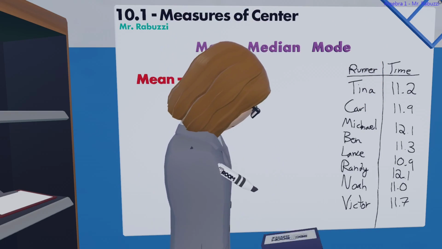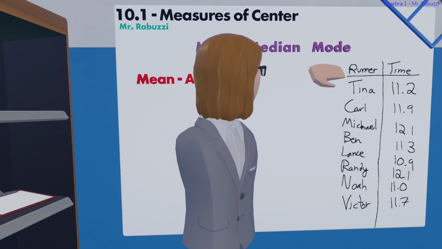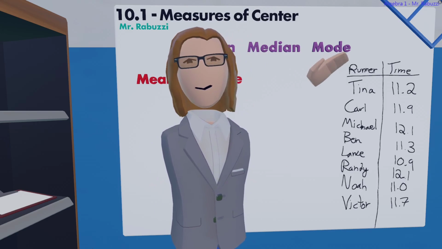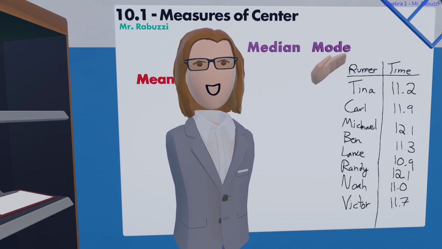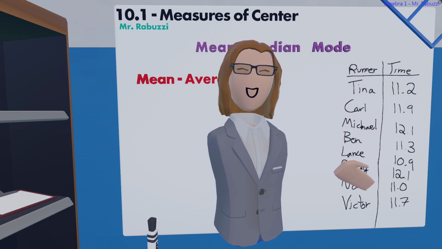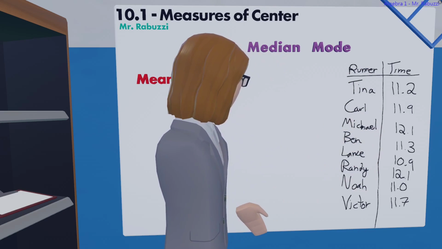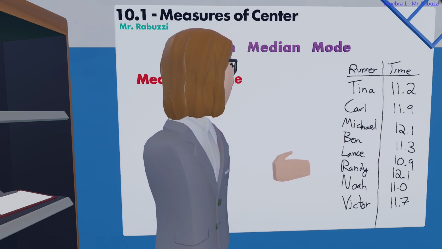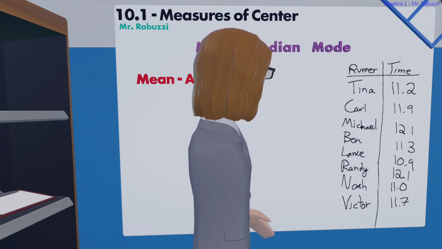I wrote it down. We have a bunch of people who were runners. So this is maybe a race, right? This is a race that people had. We have our runners, and we have the time that they took to run. So maybe this is a 100-meter dash. These are pretty good times. They're not world record times, but they're pretty good times.